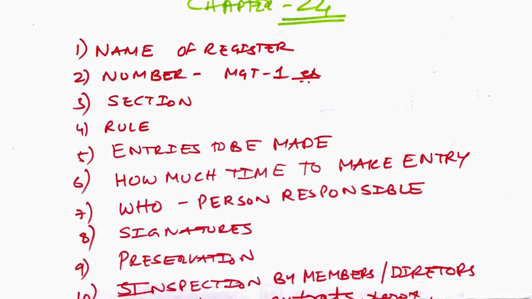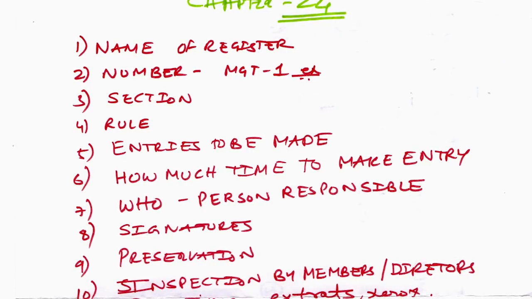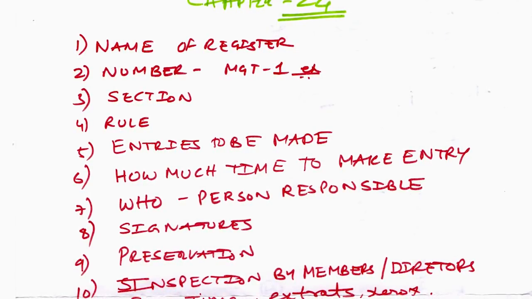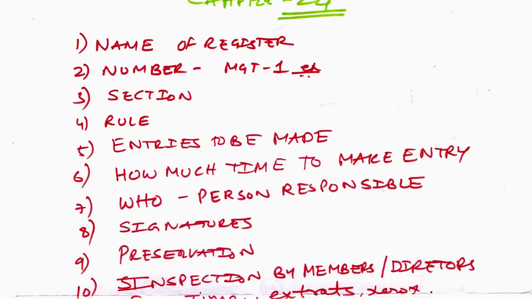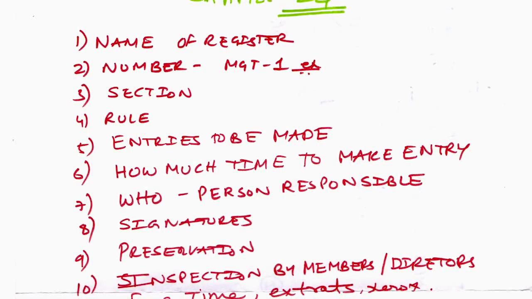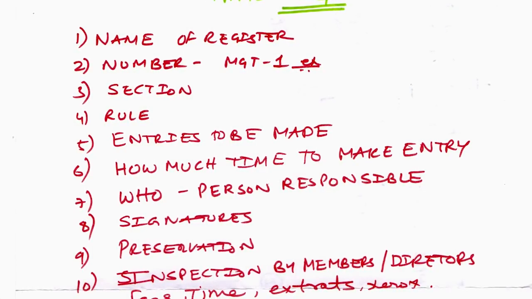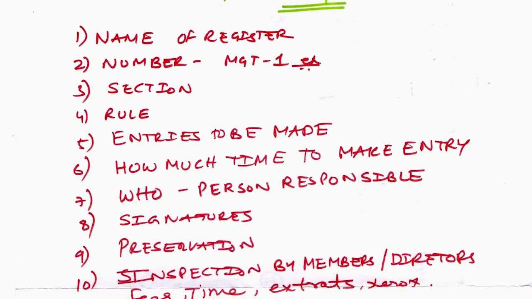The third point is section, that is according to which section this register has to be maintained. So in Companies Act, which section talks about maintaining register for each particular point, you should know that. Then rule, which rules of companies rules will be applicable for that particular register. Then you need to understand what are the entries to be made.